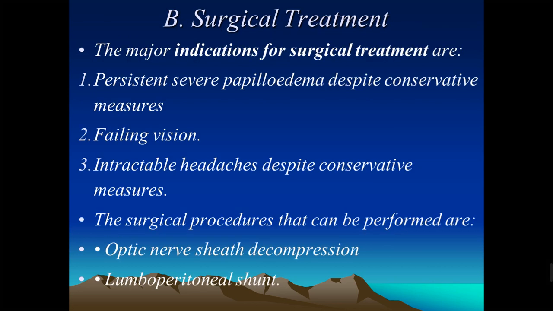If all these fail, and the patient is going to get blindness, we are afraid of blindness, then we are going to do surgery for this patient. The indications for surgical treatment are persistent severe papilledema despite conservative measures, failing vision, or intractable headache despite conservative measures. Regarding surgical procedures used to treat this disease, we have two modes of surgery: either optic nerve sheath decompression, what is called optic fenestration, or lumboperitoneal shunt. I just want you to know their names. Lumboperitoneal shunt is a shunt from the subarachnoid space in the back to the peritoneal cavity, and optic nerve sheath fenestration is decompression, to avoid blindness in these patients.